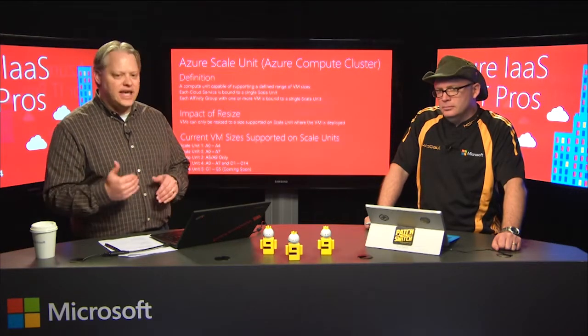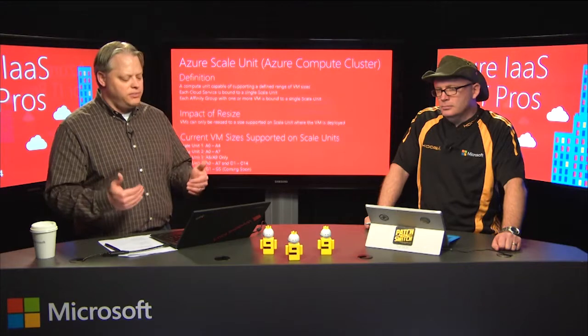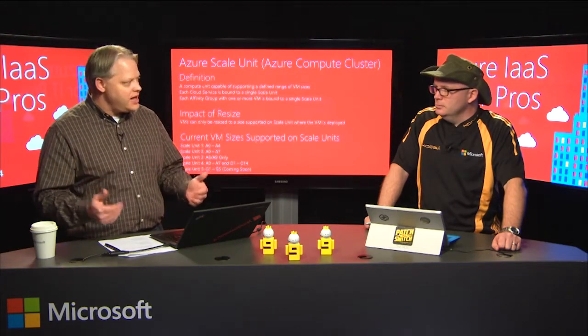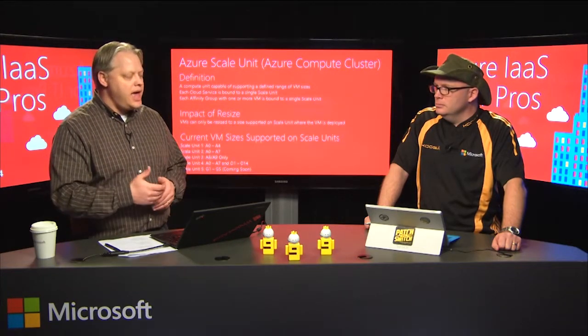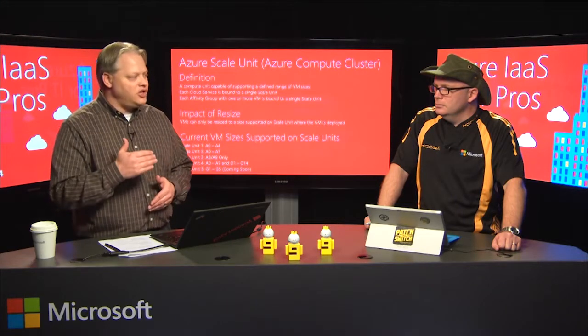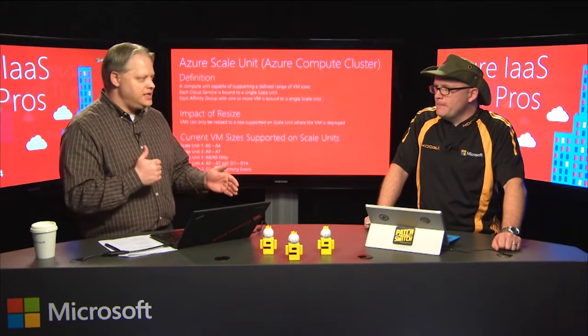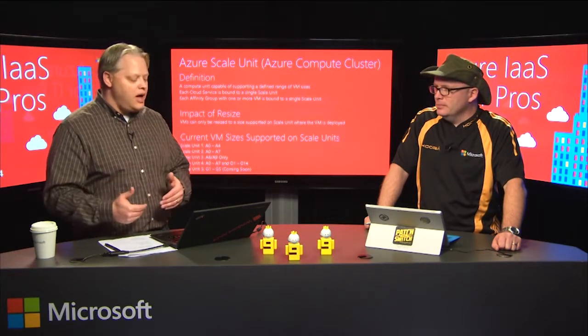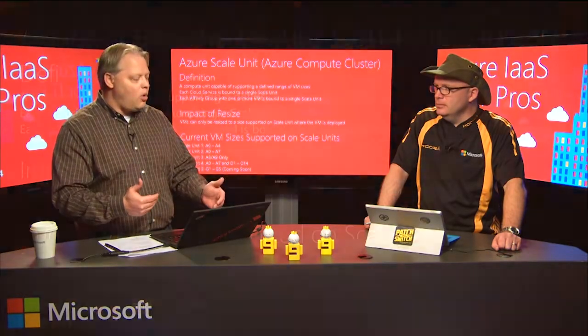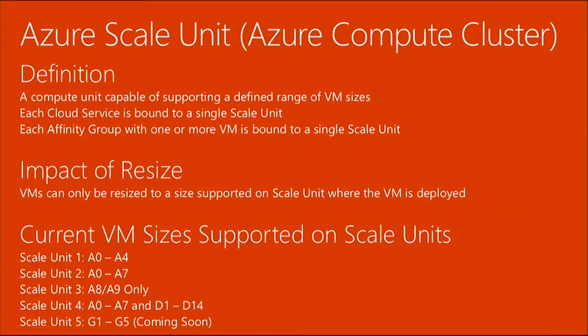The next scale unit or set of hardware that we have supports A0 through A7. So when you deploy a virtual machine, you may, and we'll show this in a moment, be able to change between an A7 and an A0 if you're on scale unit type 2. But if you happen to go to scale unit type 1 when you deployed your A0, you wouldn't be able to go to an A7.